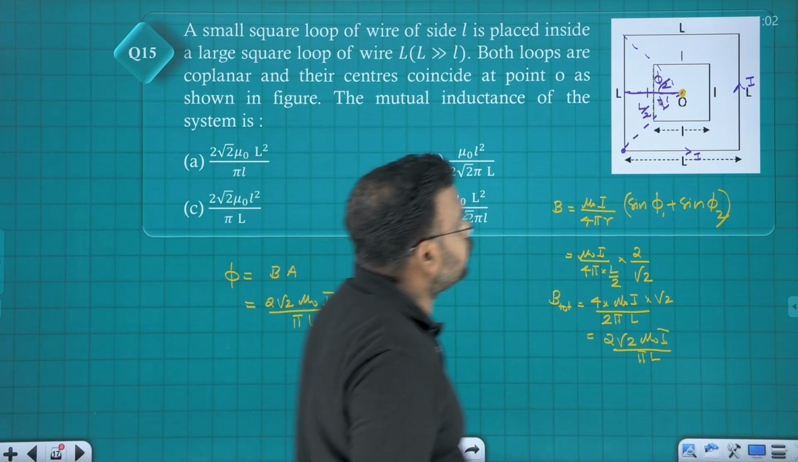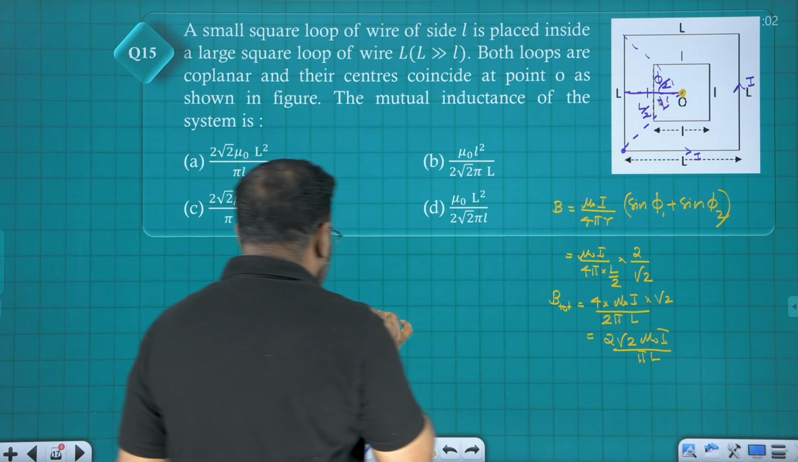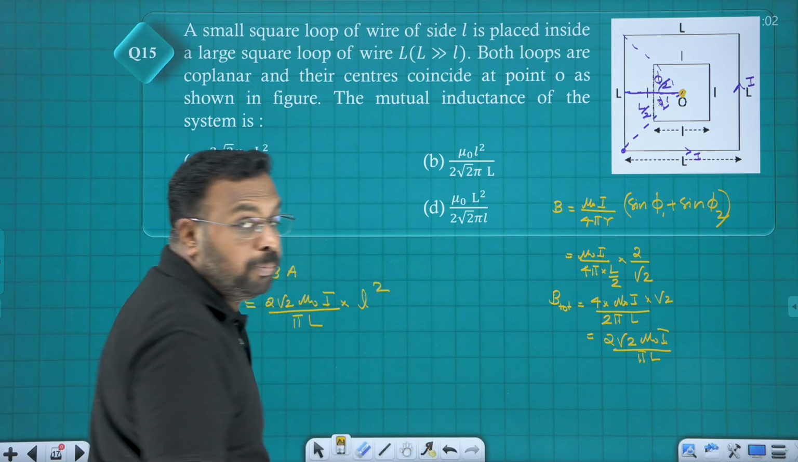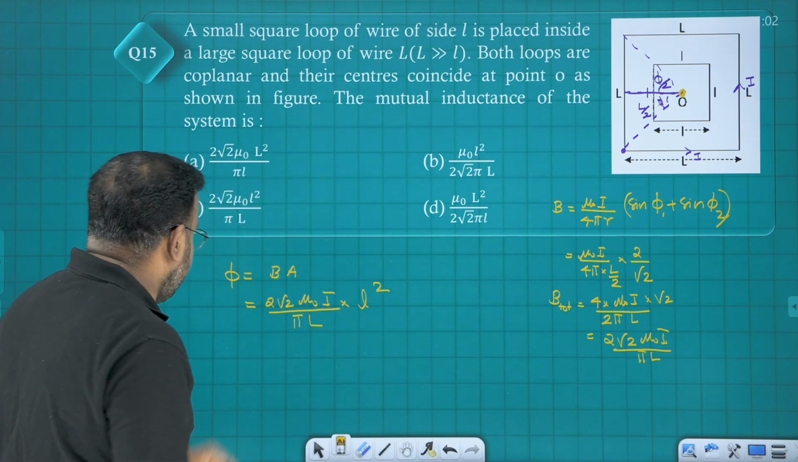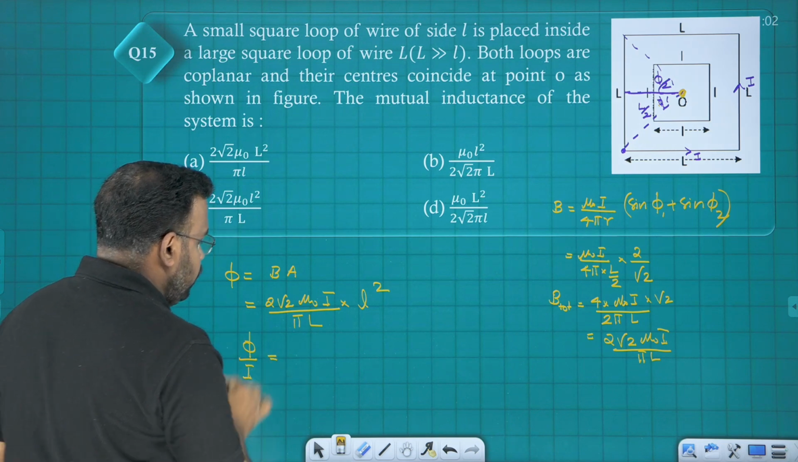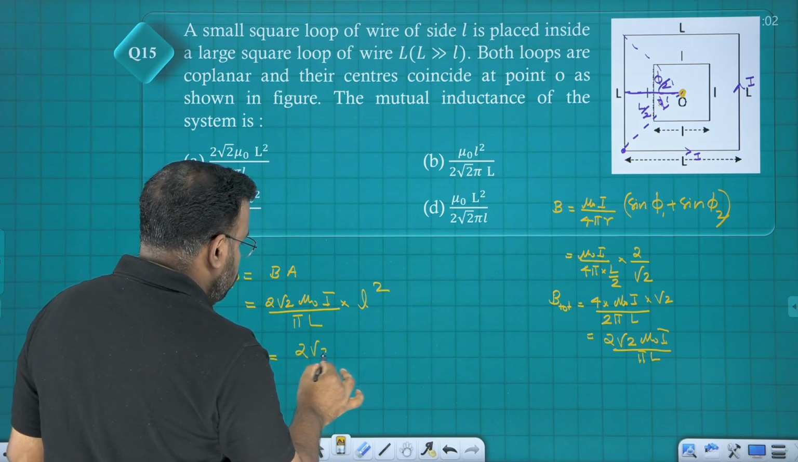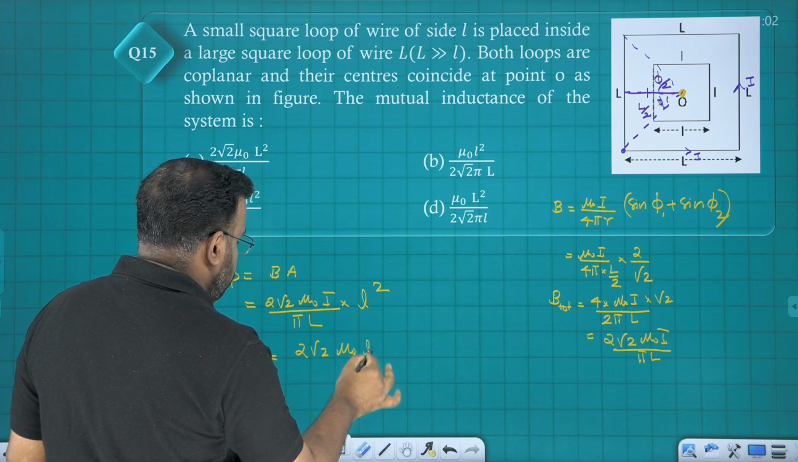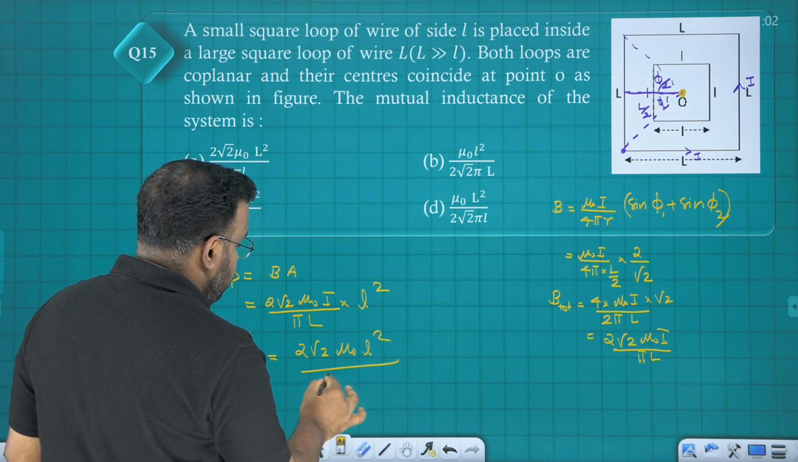Area of inner loop, it's a rectangular loop, so length is L, so area will be L square, small L square. What is the mutual inductance formula? Phi by I. So you can take I to the left side. So we get phi by I is equal to 2 root 2 mu naught L square by pi L.